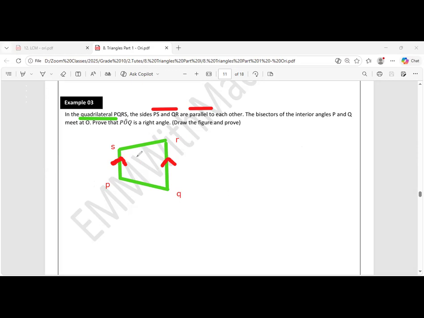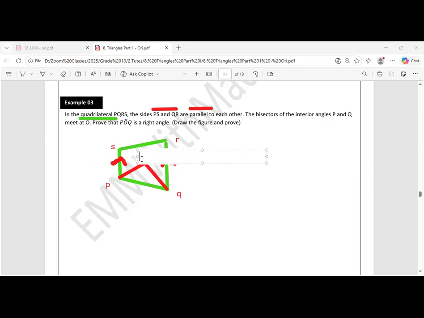This is not a trapezium, this is a quadrilateral. A very fair quadrilateral. PS and QR are parallel. The bisectors of the interior angles are at P and Q. So where is my P angle? This is my P vertex. So you have to draw the bisector of this, and the bisector of Q. These two meet at O. So these bisectors meet at O. This is your O.